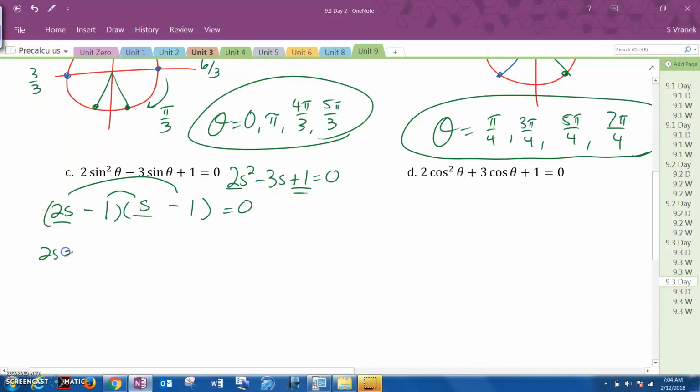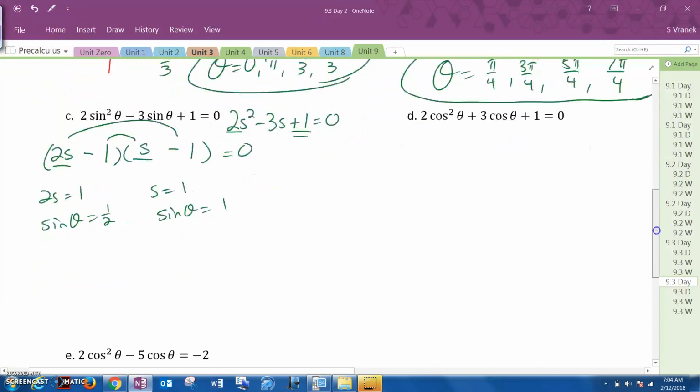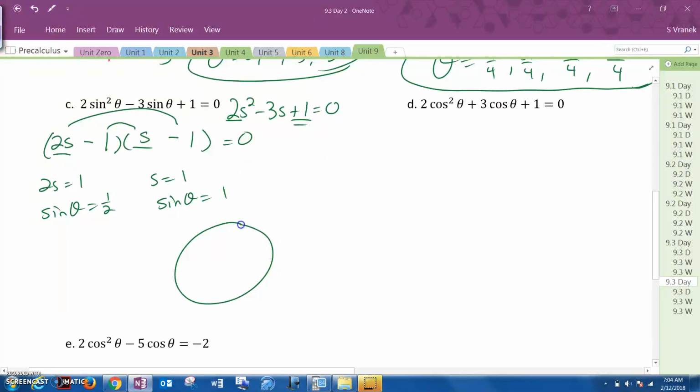We get 2s equal 1, and we also get s equal 1. So I get sine of theta equals 1/2, and sine of theta equals 1. Alright, so if I make my circle, let's do sine of theta equals 1 first. That's an easy one. There's only one spot on the unit circle where the y value is 1, and it's up here at pi over 2. So I'm going to just put a dot there so I know that's where I'm going to be.